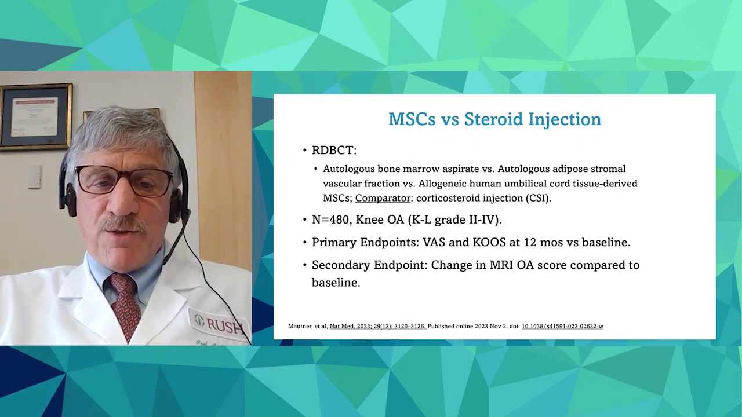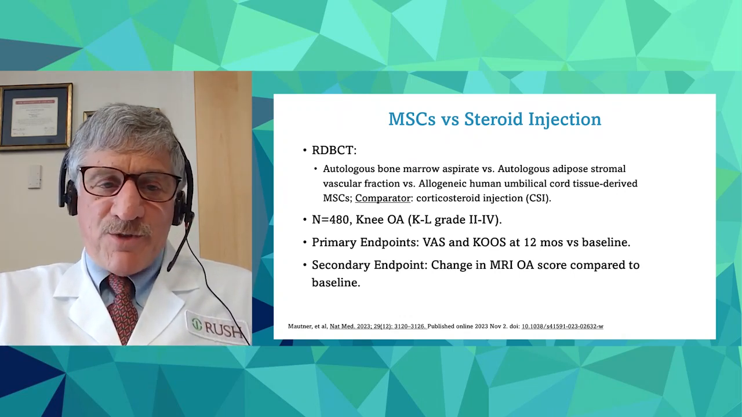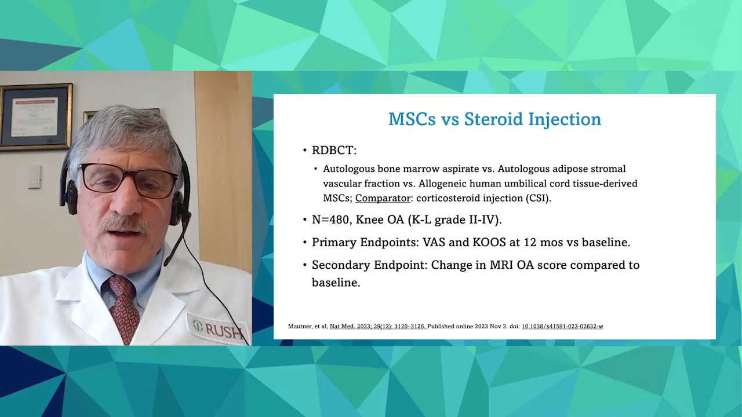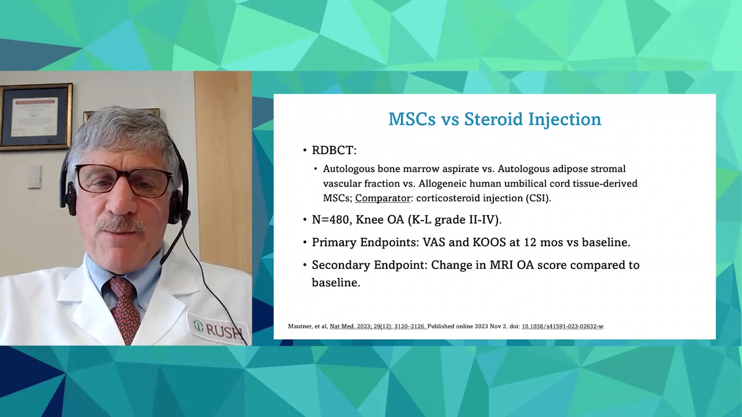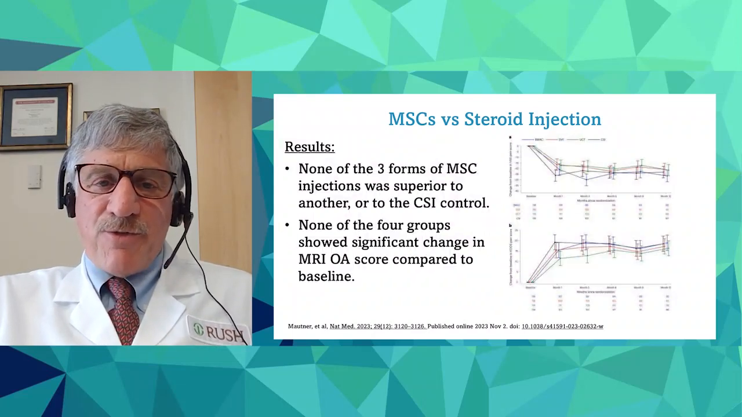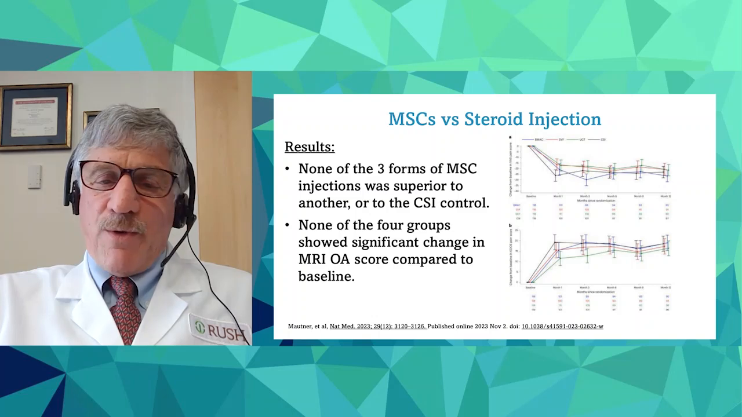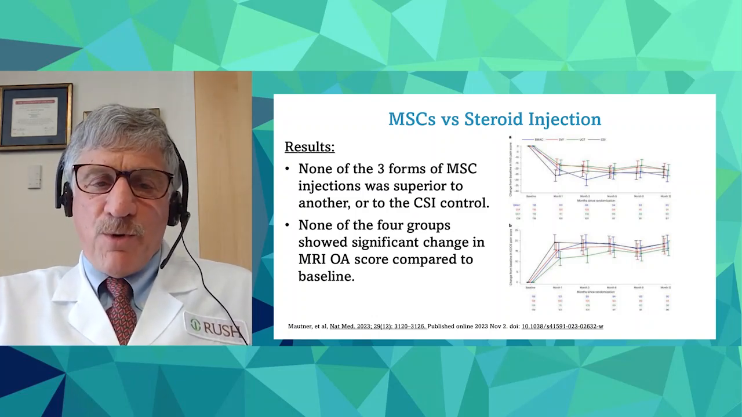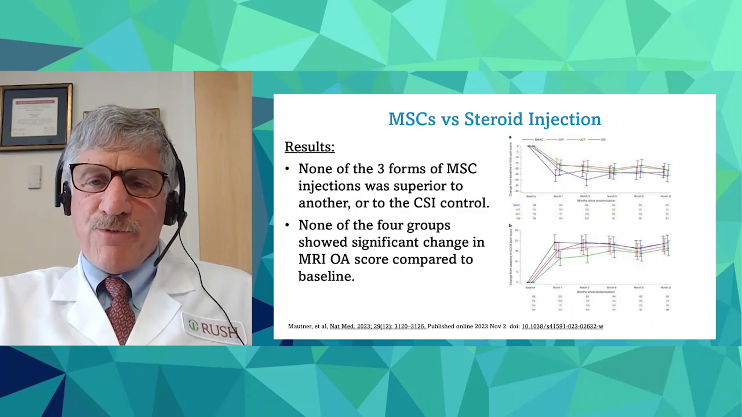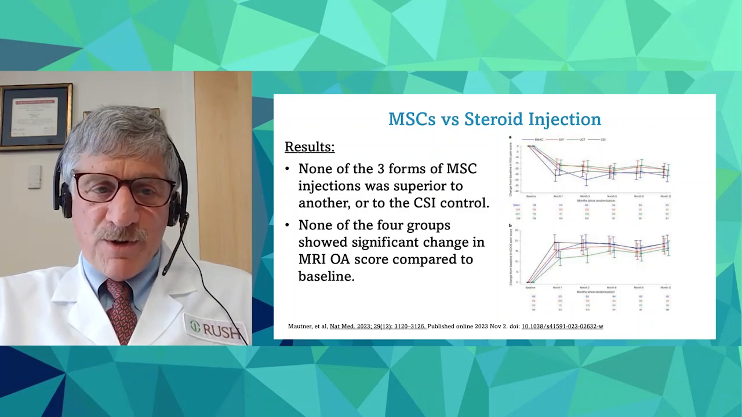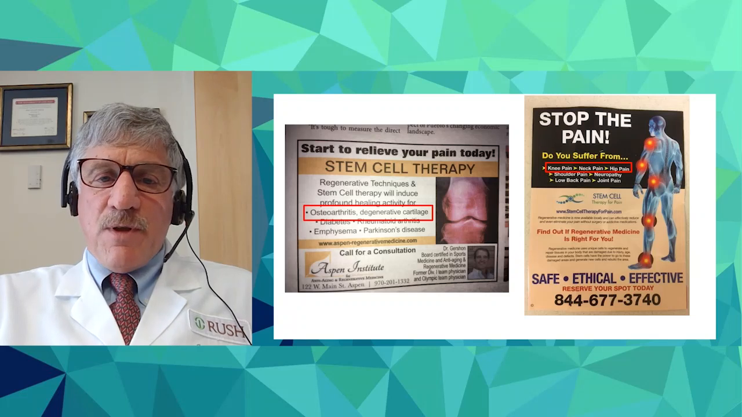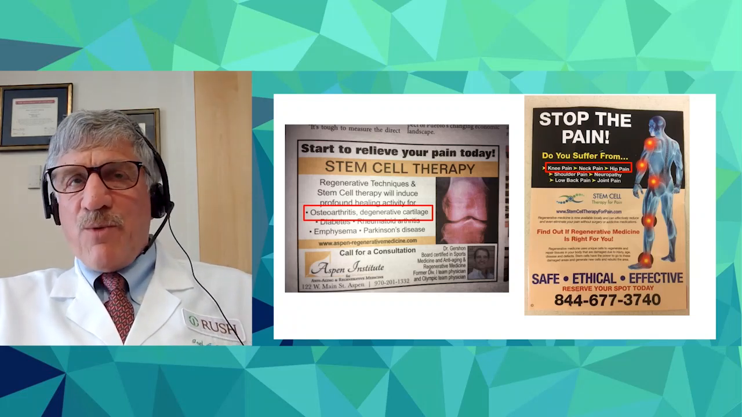preparations of stem cells was published in Nature Medicine. 480 people were evaluated using pain and function as an endpoint, and a secondary endpoint was change in MRI score. And what did they find? Well, all of these forms were indistinguishable from the comparator. There was no benefit either in pain or in function or in structure for any of the stem cell preparations. Nonetheless, stem cells remain widely available.